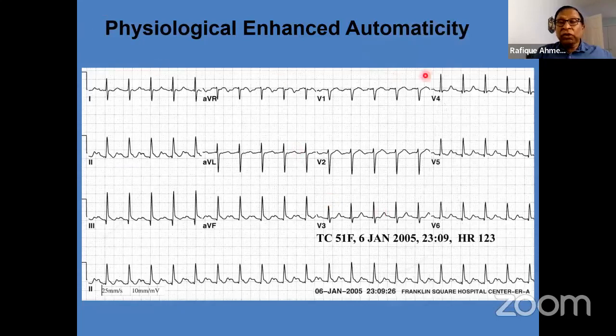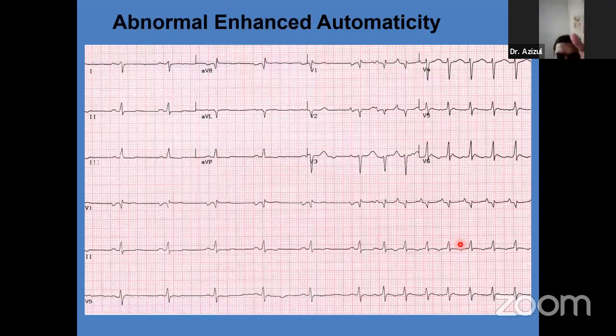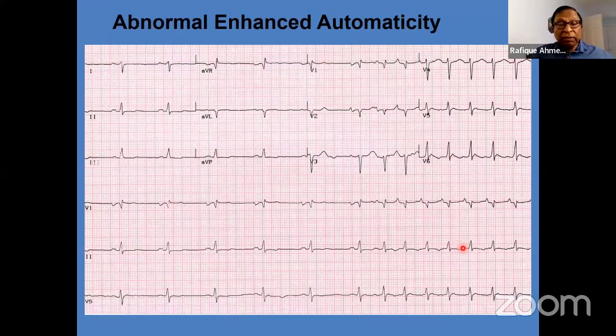So this is a physiologic enhanced automaticity: a patient with sinus tachycardia. This is the commonest kind of enhanced automaticity, somebody with a heart rate of 123. Now, this is somebody with sinus rhythm in lead 3, and then suddenly I have a P wave which is different. If you look here, the morphology is different. So this is an atrial tachycardia. In atrial tachycardia, the most common mechanism is enhanced automaticity. Now in this one, a totally new focus comes up.